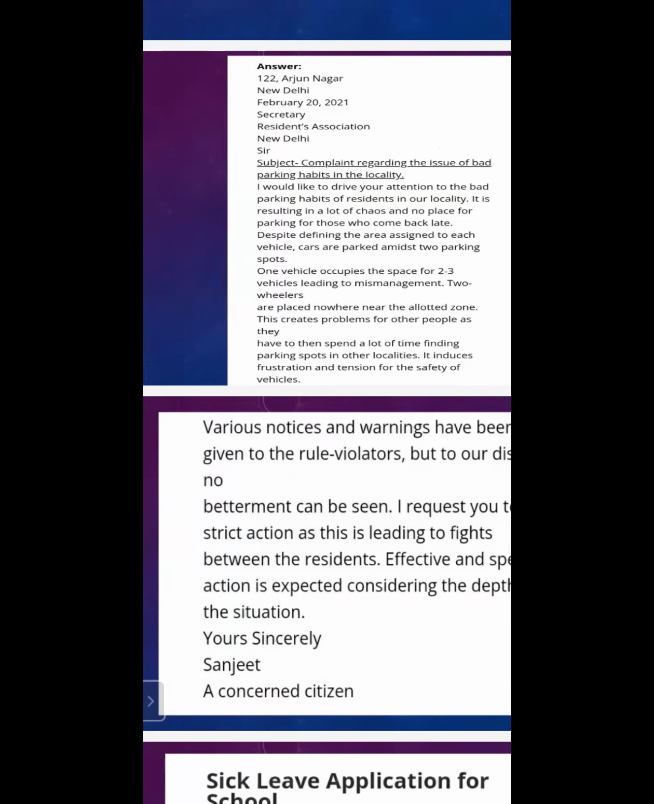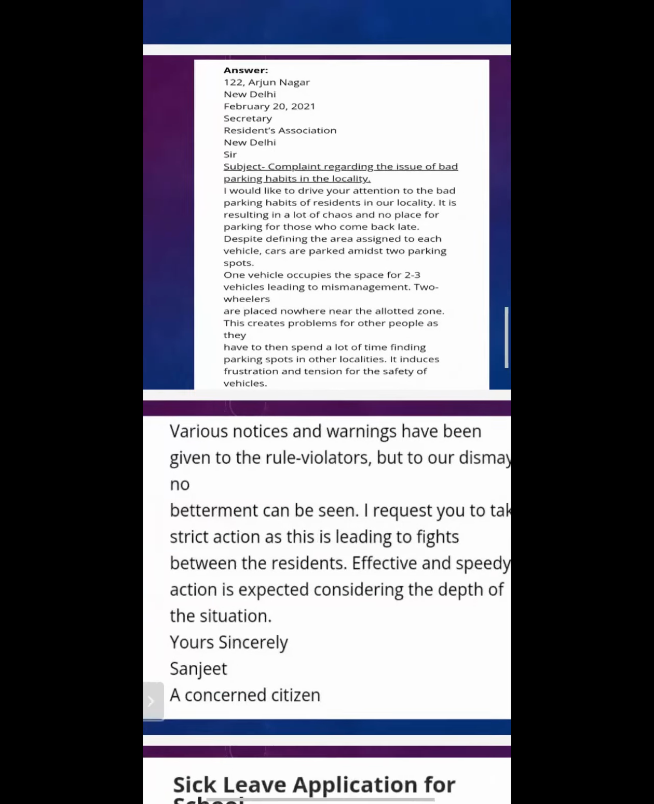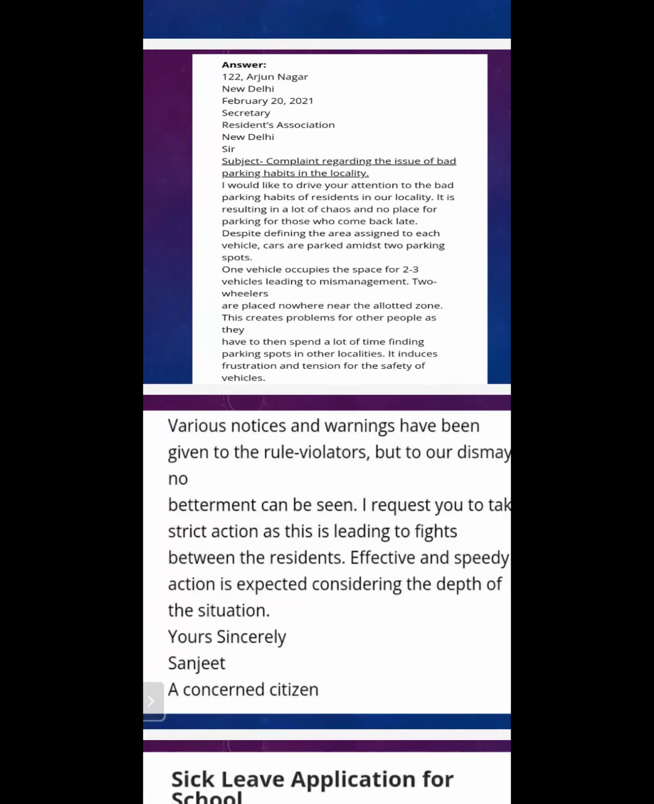Sir, I would like to draw your attention to the bad parking habits of residents in your locality. It is resulting in a lot of chaos and no place for parking for those who come back late. Despite defining the area assigned to each vehicle, cars are parked amidst two parking spots. One vehicle occupies the space for 2-3 vehicles, leading to mismanagement. Two-wheelers are placed nowhere near the allotted zone. This creates problems for other people as they have to spend a lot of time finding parking spots in other localities. It introduces frustration and tension for the safety of vehicles.